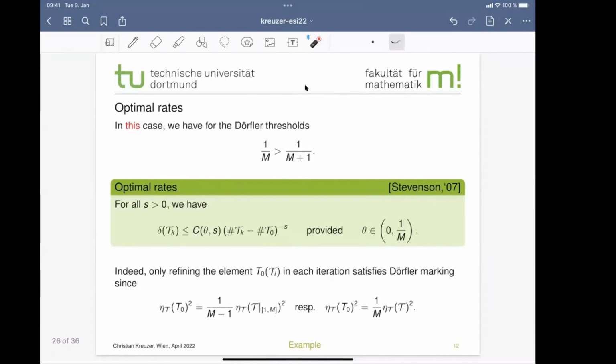Indeed, when refining always only the element that contains 0, you can even construct that, then by definition the indicator on the element that contains 0 is this guy here, and this implies that the indicator on the 0 element is 1 over m times the whole estimator, and this is exactly the Dörfler condition, right? And for this refinement, we have seen the exponential decay.